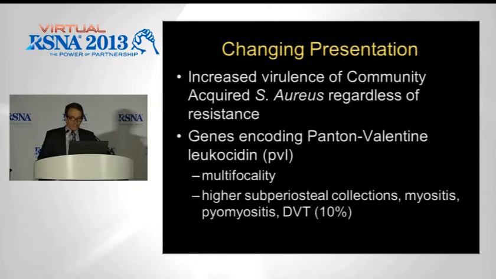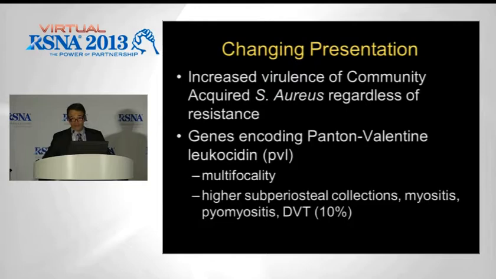Also, there is increased virulence of community-acquired Staph aureus, regardless of whether it is methicillin sensitive or methicillin resistant. And the reason is that there is a gene called the gene encoding Panton-Valentine leukocidin, or PVL, which results in multifocality of infections and also in a higher incidence of subperiosteal collections, myositis, and pyomyositis.